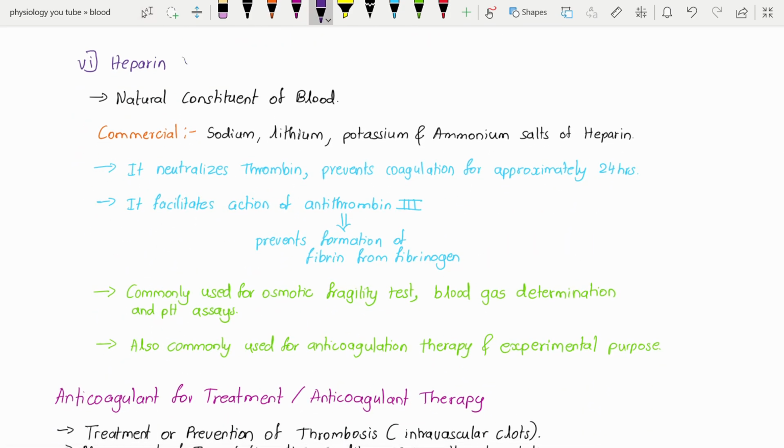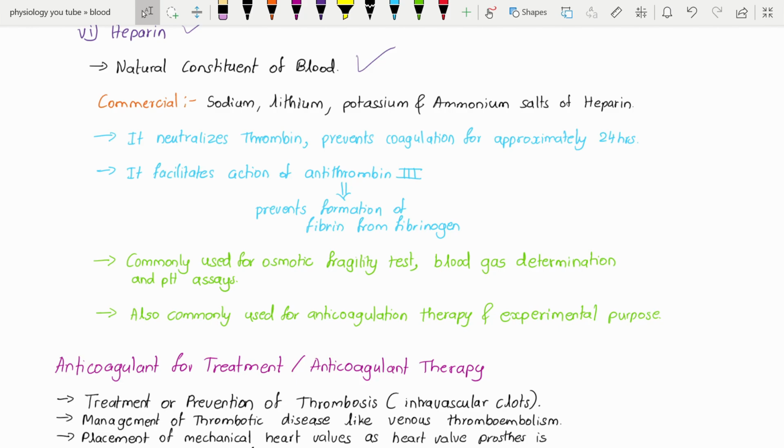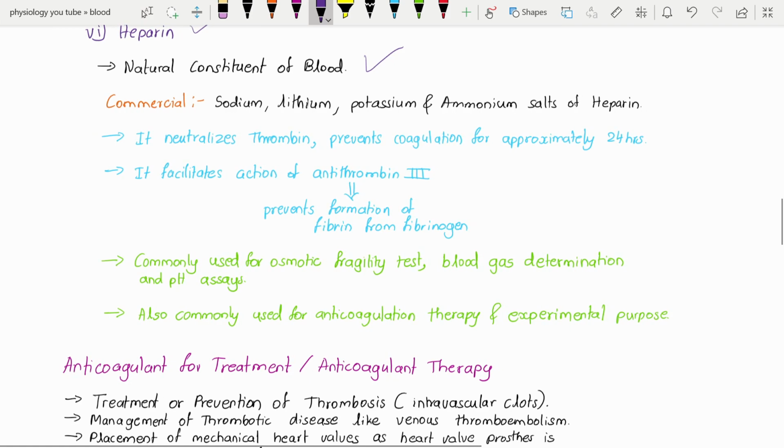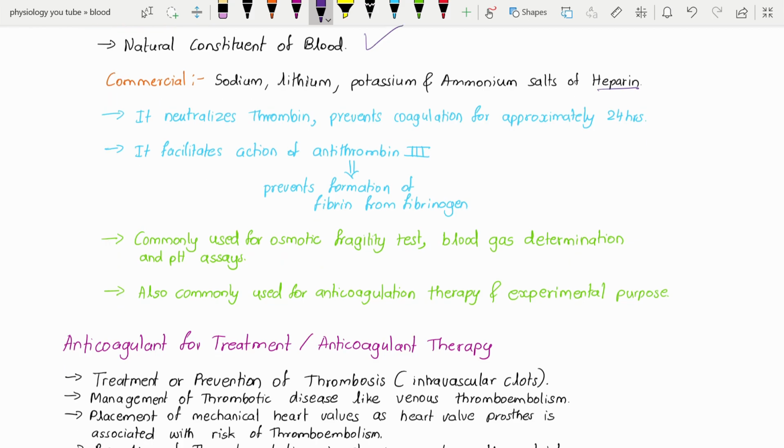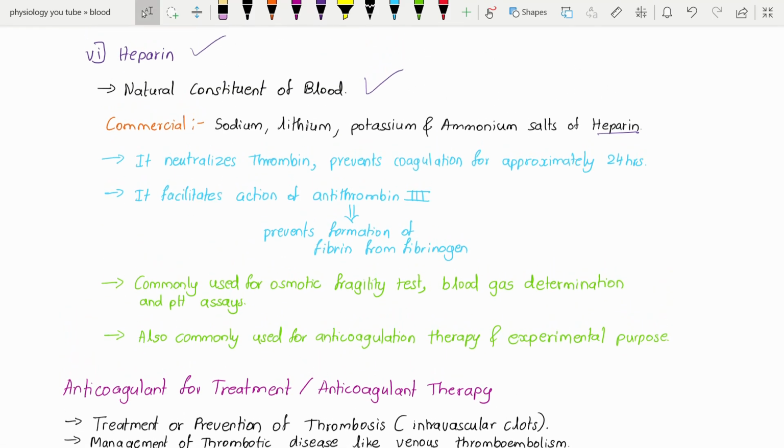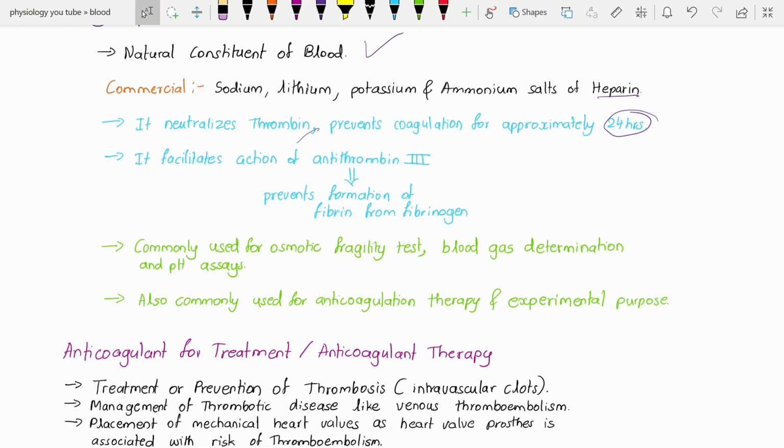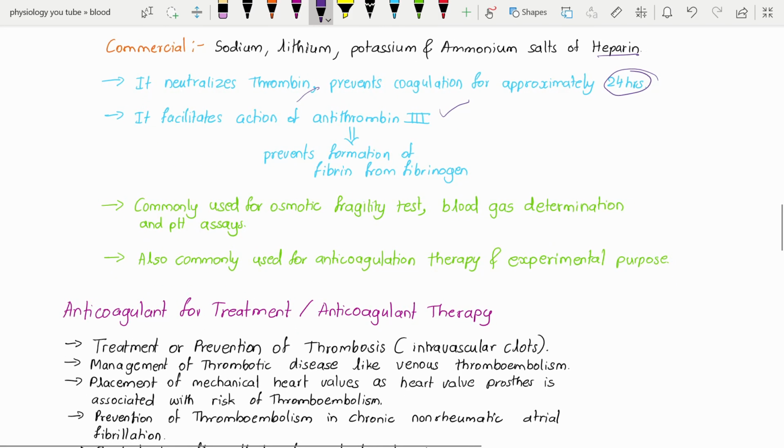Next comes the heparin. It is one of the natural constituents of the blood. So heparin is present within our own blood, and it is also commercially available as the sodium, lithium and potassium or the ammonium salts of heparin. The mechanism of heparin is that it neutralizes the thrombin and prevents coagulation for approximately up to 24 hours, and it facilitates the action of antithrombin 3. So it is an anti-clotting mechanism, meaning it helps the process of fibrinolysis also.